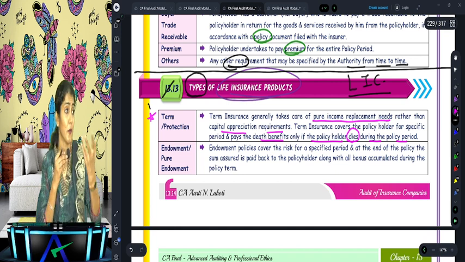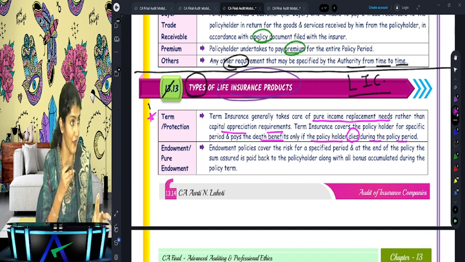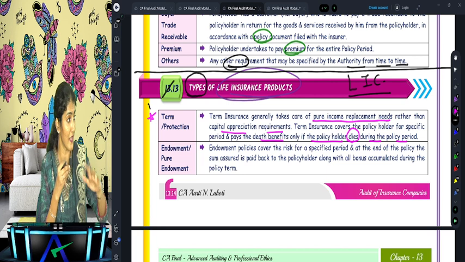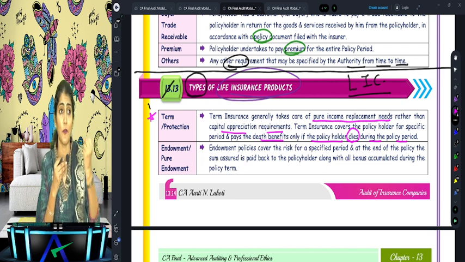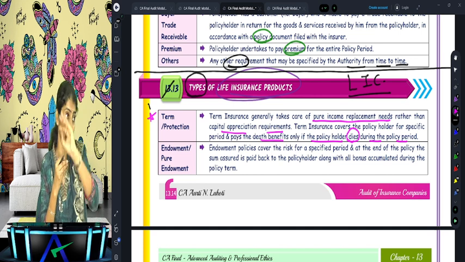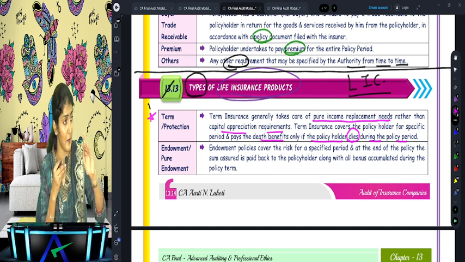That's what I told you. They show the fake deaths also. Okay, the person has not died, but showing that he has died, and then getting the money from the insurance company. Are you understanding that? That is the term protection, right? The term policy, term insurance, right?